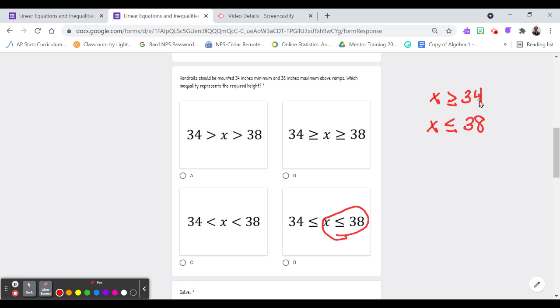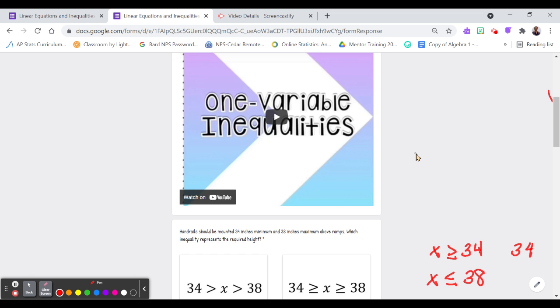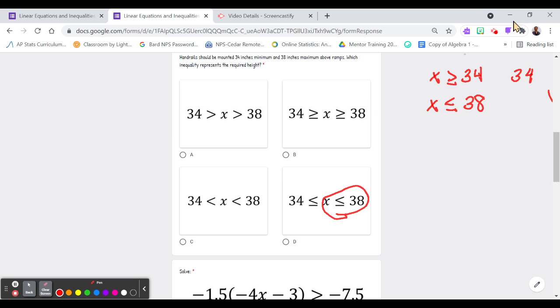If I want to get x on the other side, I need to rewrite it. I need to flip the two values, so 34 and x both get flipped. And I also have to flip the sign. Now that we have 34 is less than or equal to x, I can keep going. We have x is less than or equal to 38, and that ends up being part D anyway. So that's D.